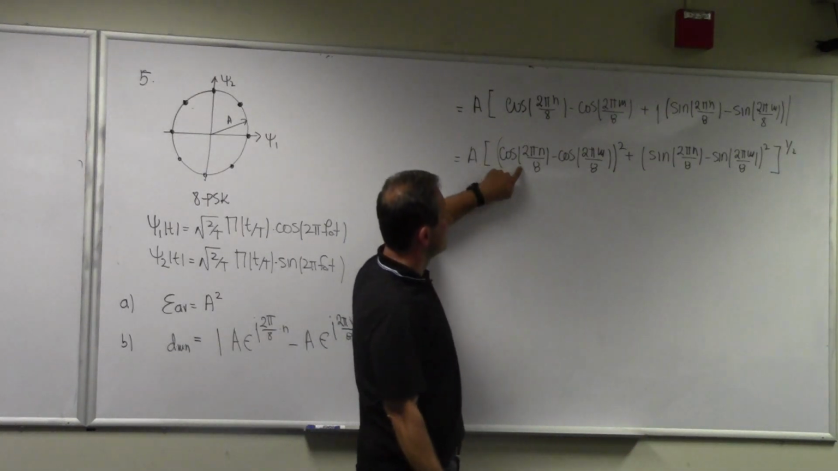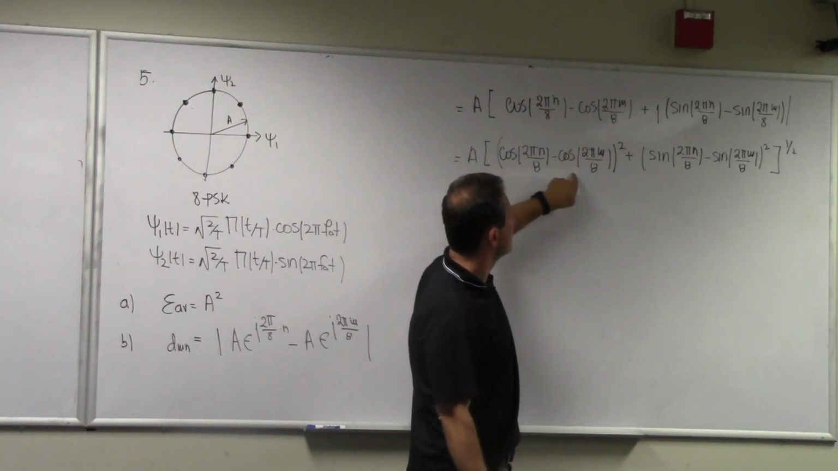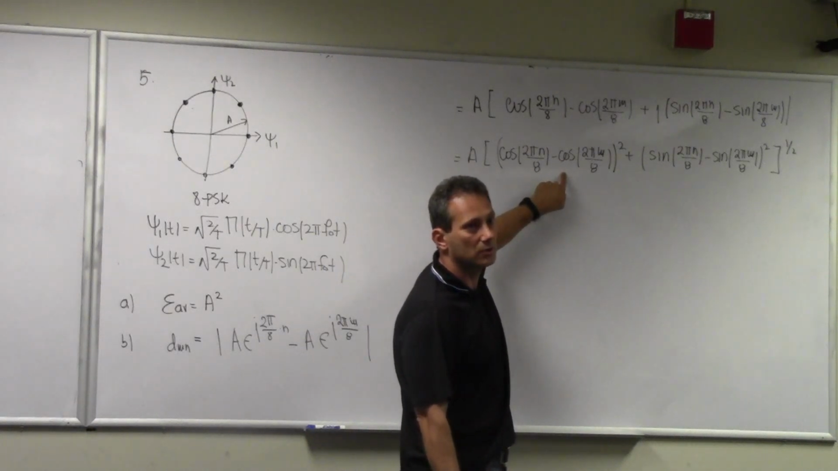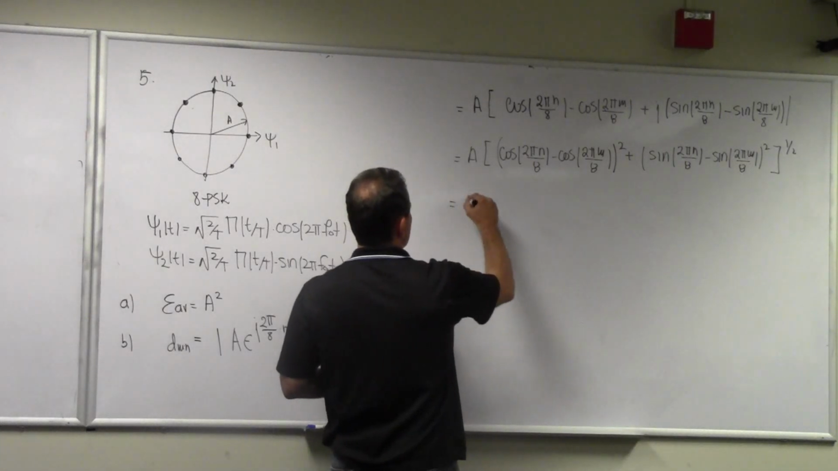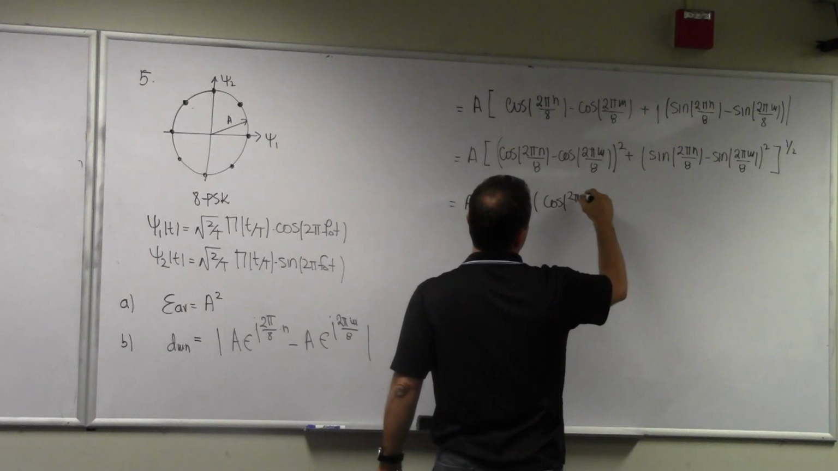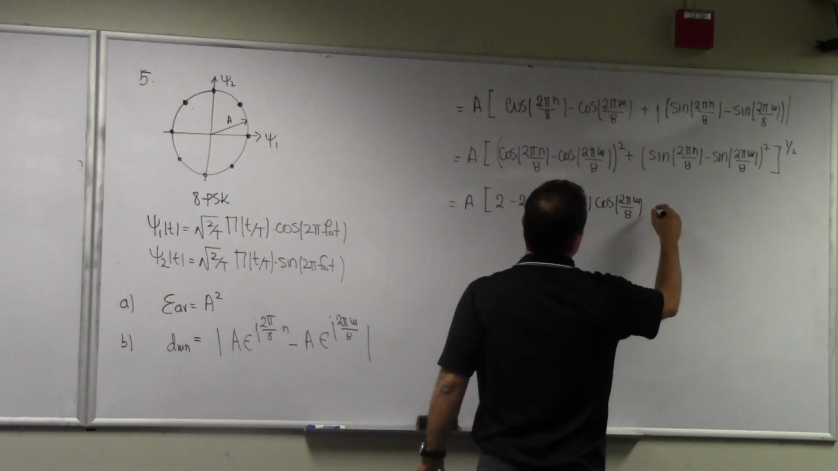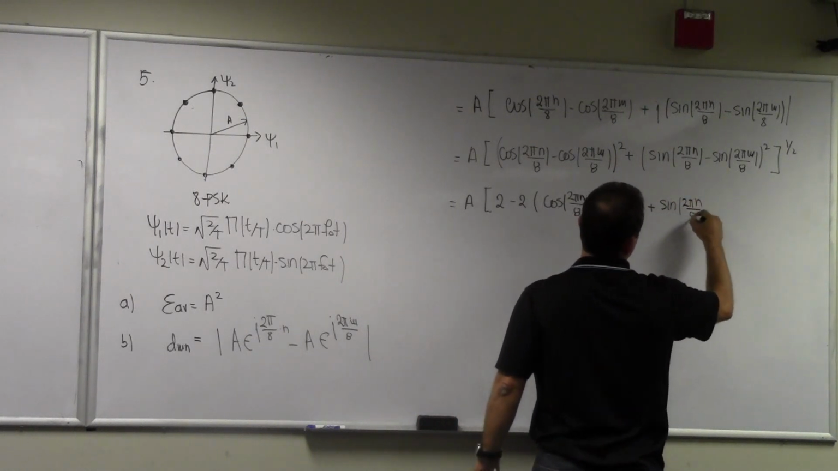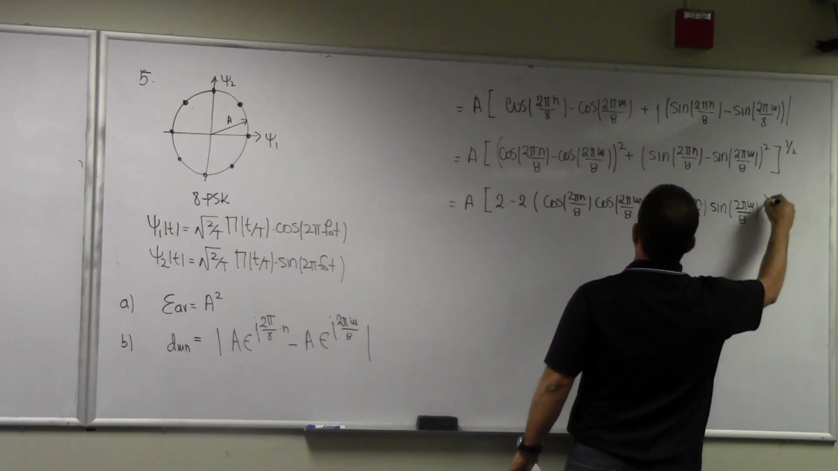Now you can see here, I have cosine squared from here, sine squared from here, that's 1, right? I have cosine squared from here, sine squared from here, it's 1. And then I have minus 2 times cosine 1, cosine 2, minus 2 times sine 1, sine 2, right? So this ends up being 2 minus 2 times cosine 2 pi n over 8, cosine 2 pi m over 8, plus sine 2 pi n over 8, sine 2 pi m over 8, and then close.